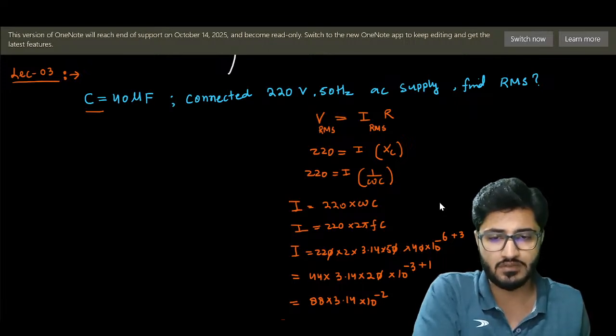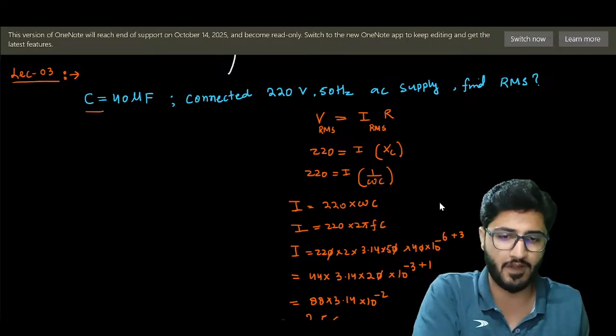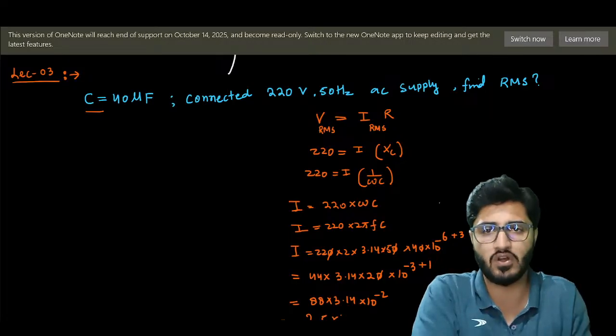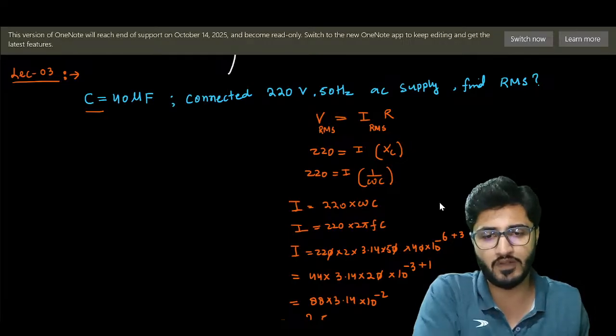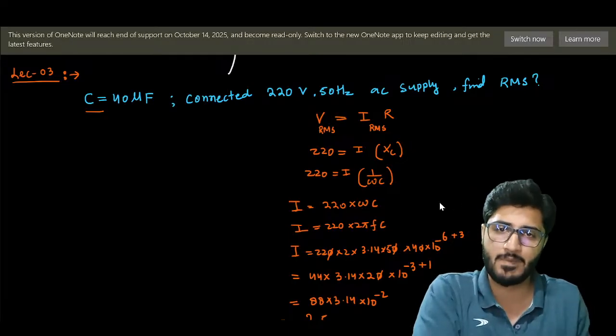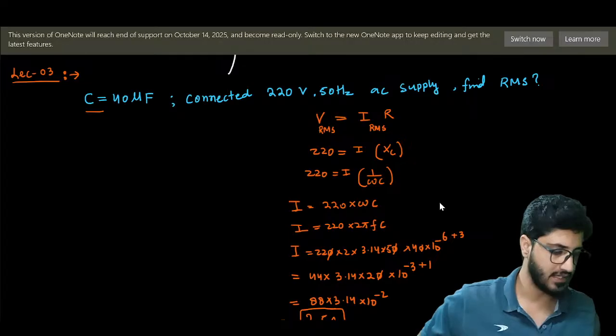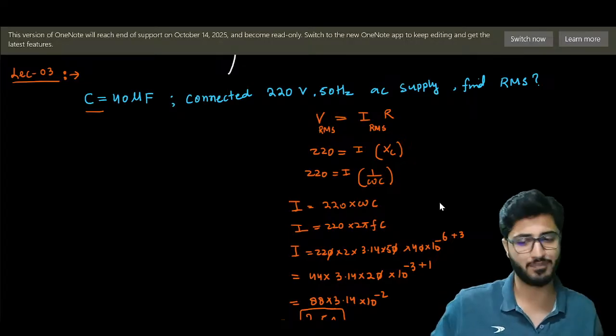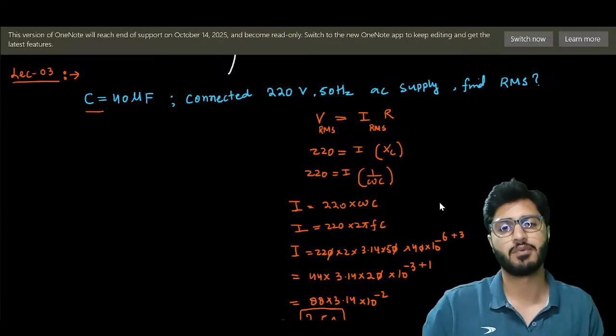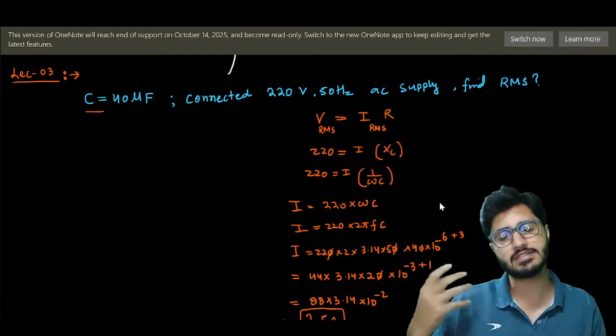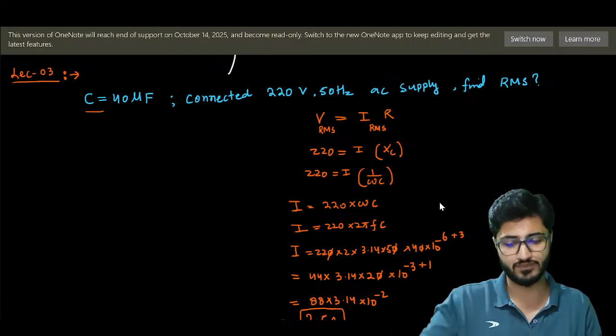My answer came out to be 2.5, the powers cancel out. 2.5 ampere is my answer. Easy and simple one. By doing this numerical, we recalled some topics from the previous topics also.